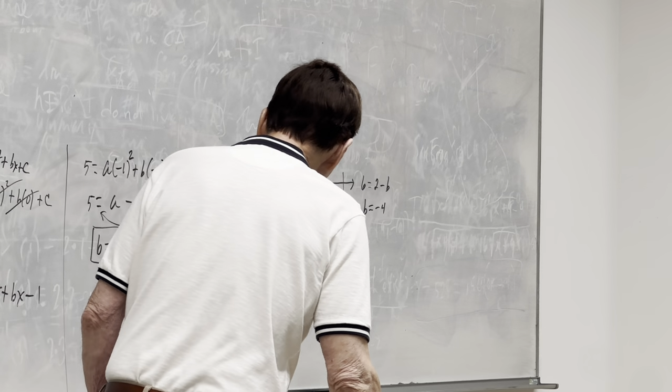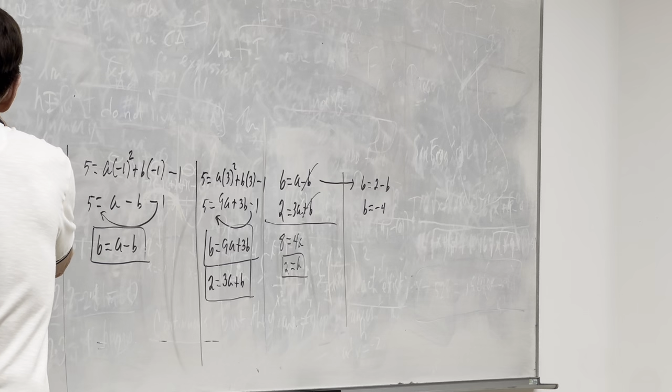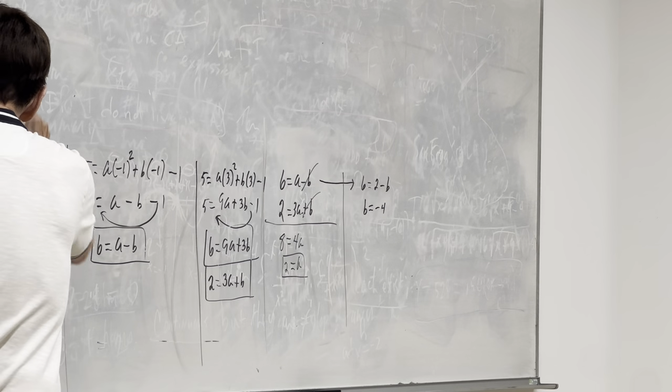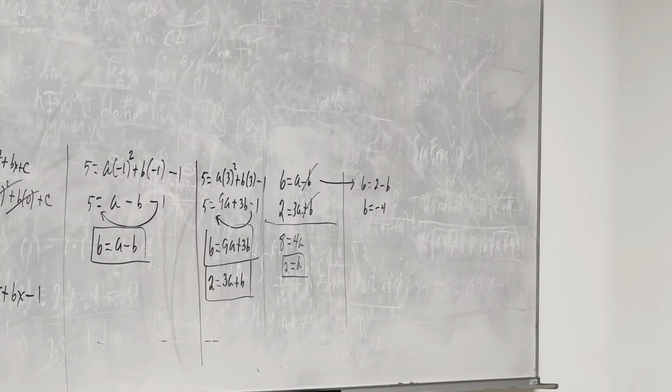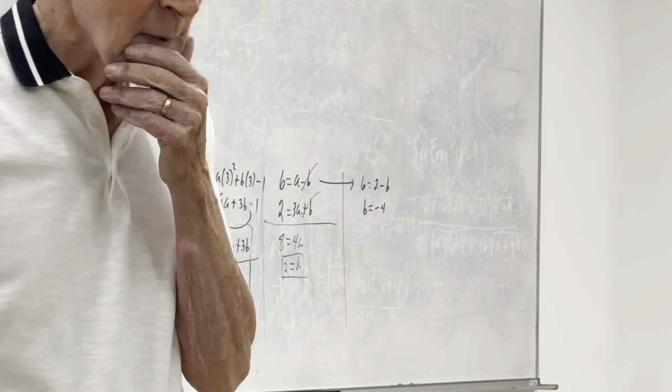B came out to be, what was it? -4. And of course, C was -1. There's the function that graph represents. That make sense?